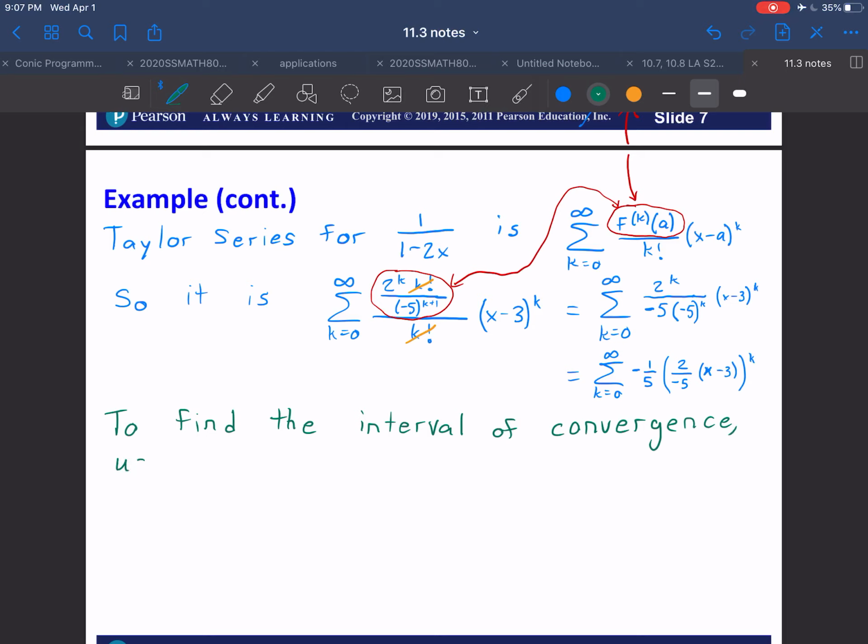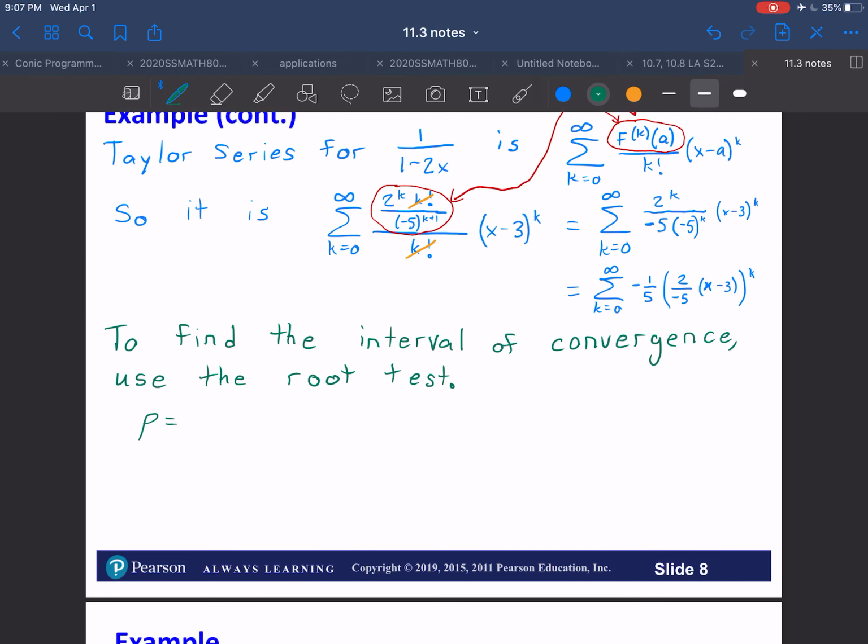Convergence. Use the root test. So we define rho to be the limit as k approaches infinity of the kth root of the absolute value of negative 1/5 times 2 over negative 5 times x minus 3, all to the k power, close the absolute value, and finally we can simplify this.